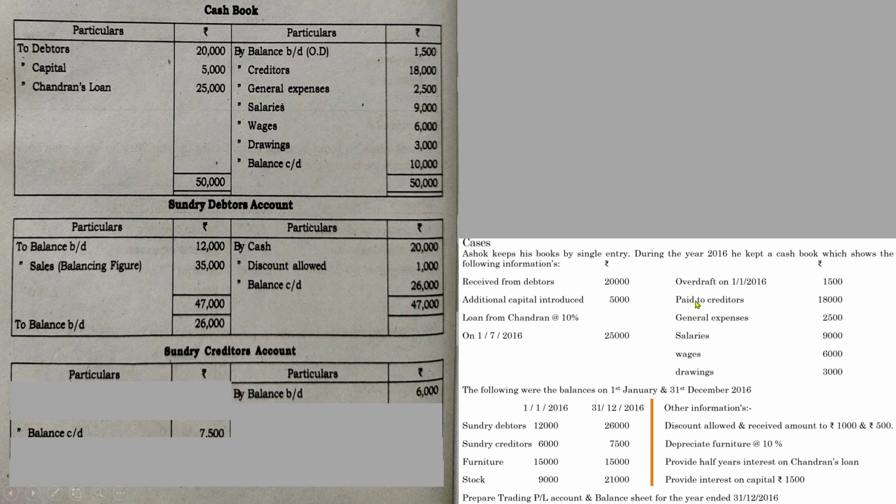Overdraft we already took. Paid to creditors 18,000. We have made a payment to creditors. Whenever a payment is made to creditors, what is the journal entry? Creditors account debit to cash. So it will be to cash 18,000. General expense, not at all related to creditors; salaries, not; wages, not; drawings, not. Like this you have to go through the question in the examination. You go through each individual item and check whether it is related. If you go through like that, you will not miss or skip any of the amounts.